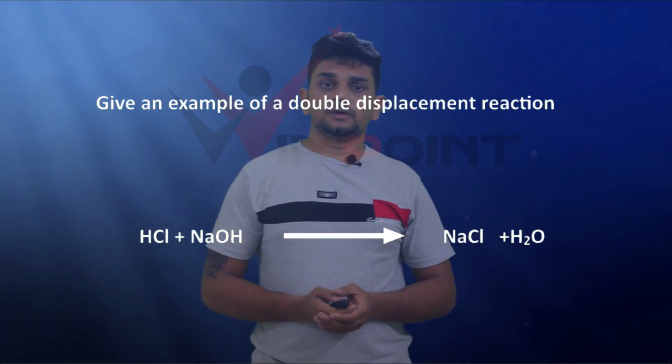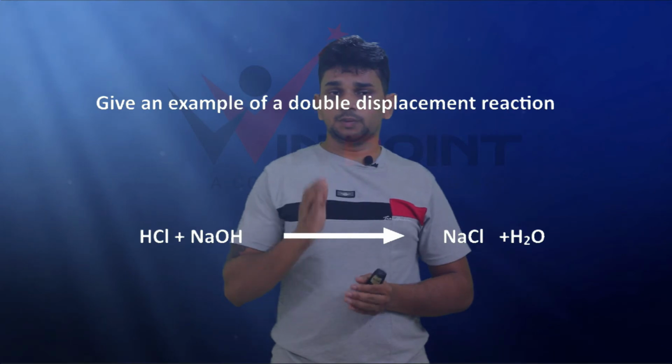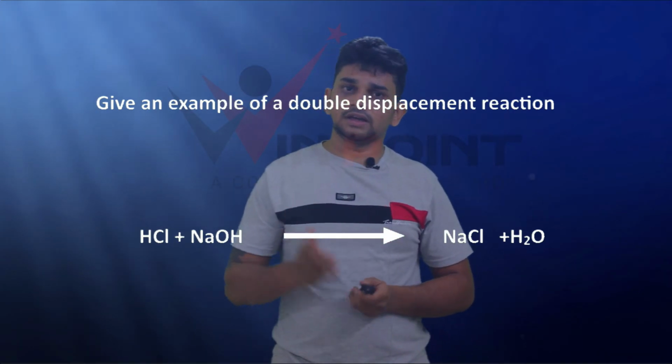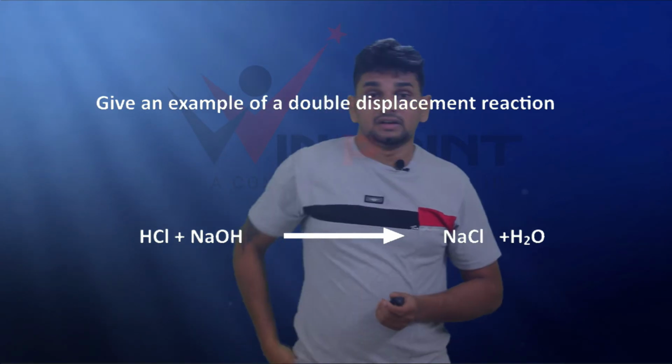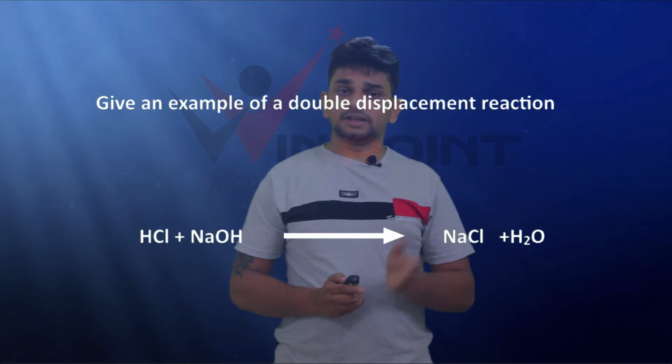Give an example for double displacement reaction. Double displacement reaction means there should be an exchange of ions. If there is an exchange of ions, then we can say that it is a double displacement reaction. HCl plus NaOH gives NaCl plus H2O.